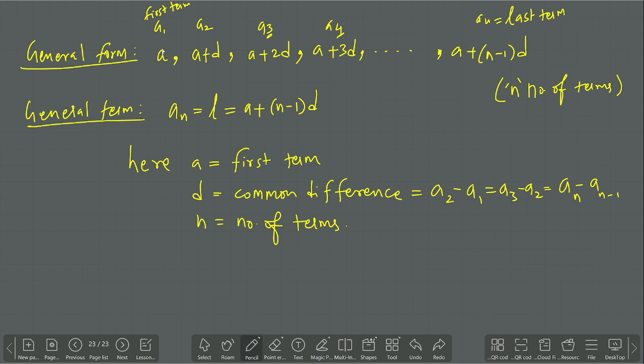Now, the general term we can call the last term, because from the last only we are taking the general term. That's what I mentioned here. So AN equal to L equal to A plus n minus 1 into D. From the formula, I mentioned what A is, what D is, what N is. Understand? Shall we enter the exercise? Shall we go now?